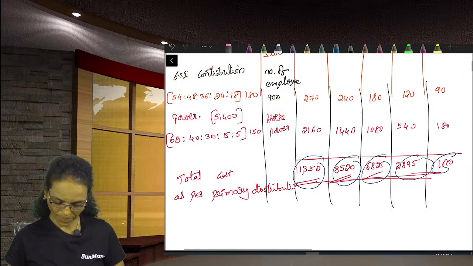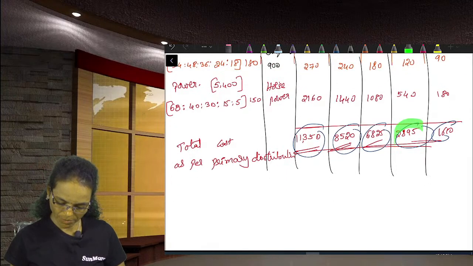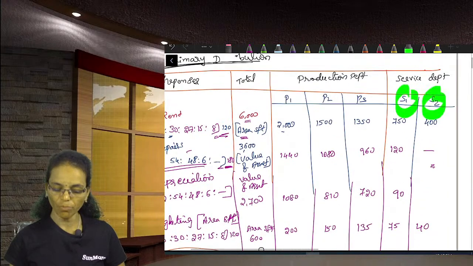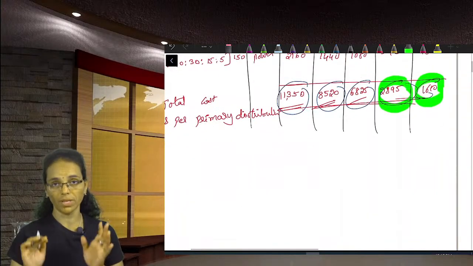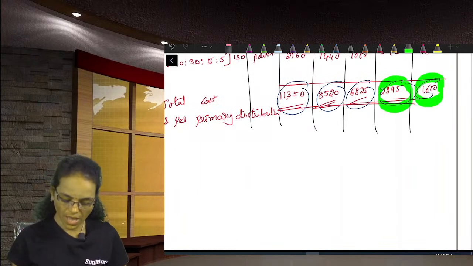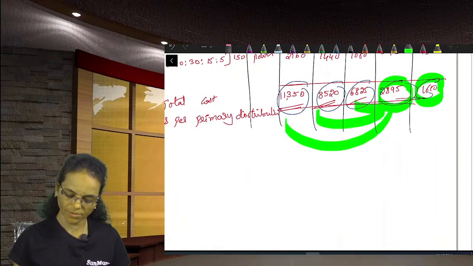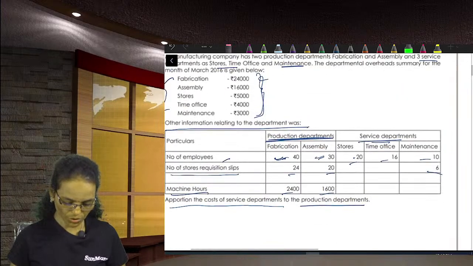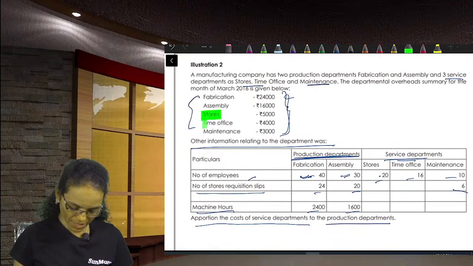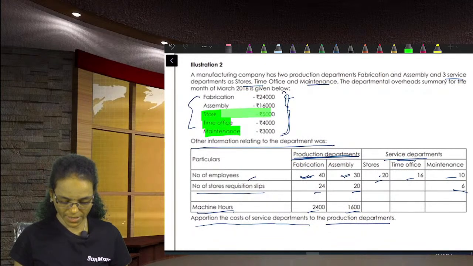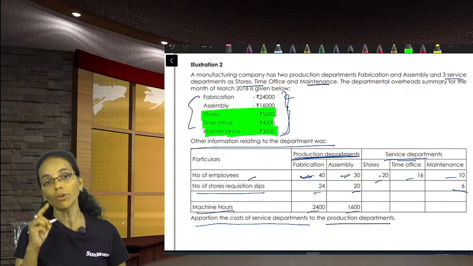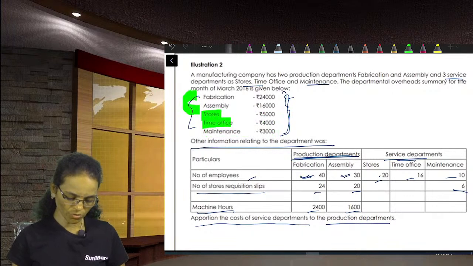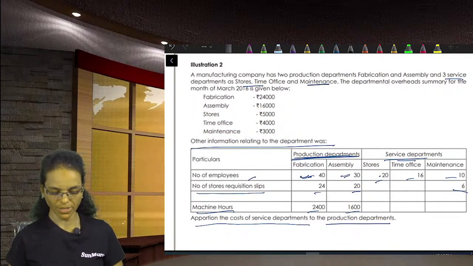See this one, we will go to the previous question. This expenditure belongs to service departments S1 and S2, to be allocated on some basis. What that basis is we will see, but to these production departments. Here also these 3 are the service departments, and their expenditure has to be allocated to the production departments.